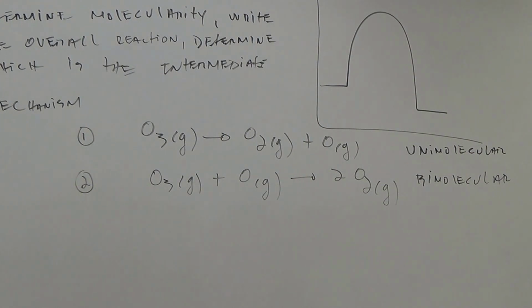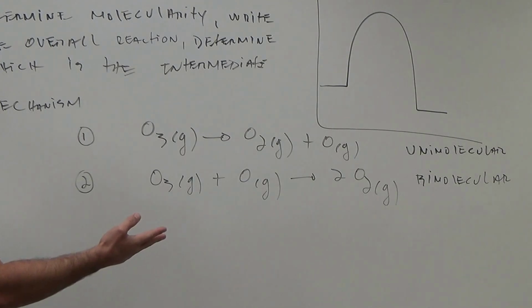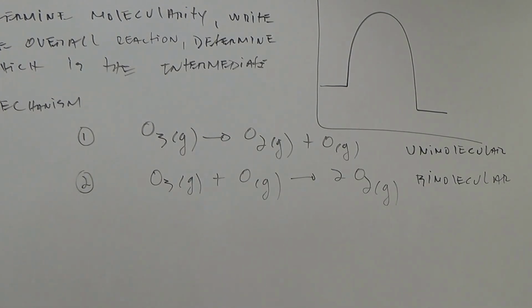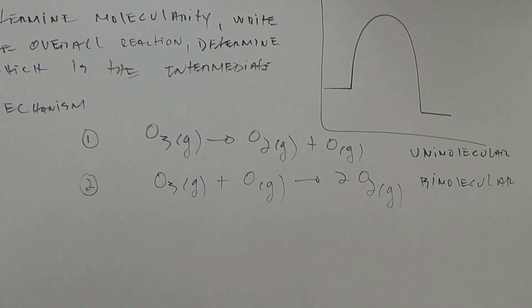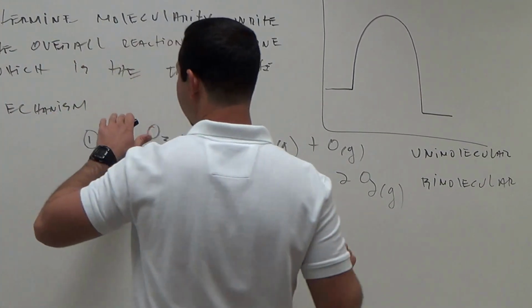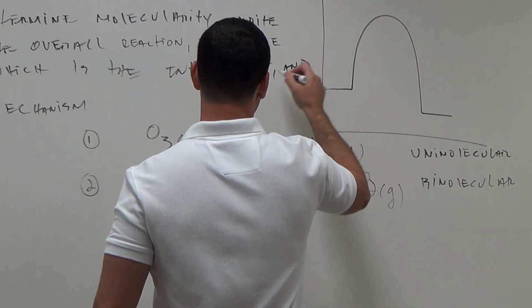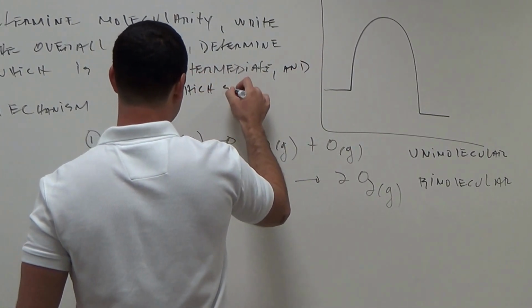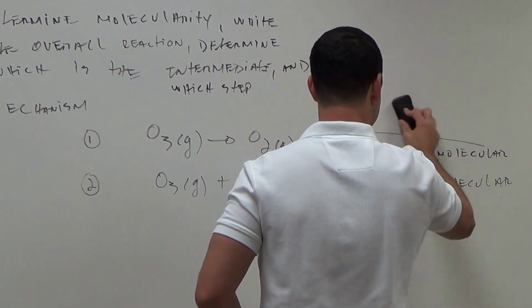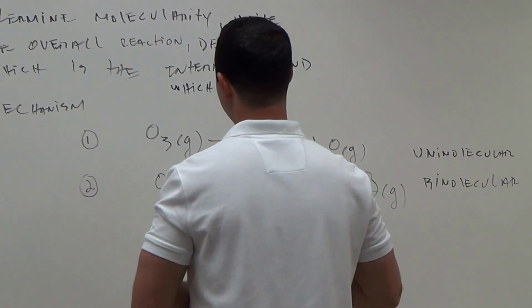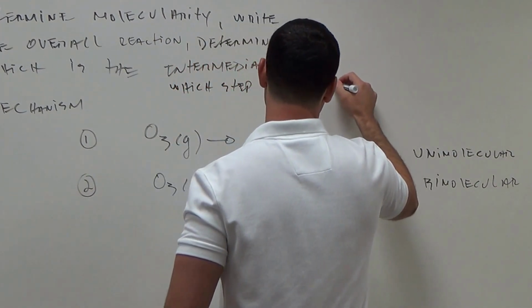So if one of these steps is very slow, would the other one matter? No, the other one doesn't matter because the slow one determines how fast the whole thing goes. So the one that determines the rate is the slowest step. Okay? Why don't we write that here? Which is the intermediate, and which step is the rate determining step?